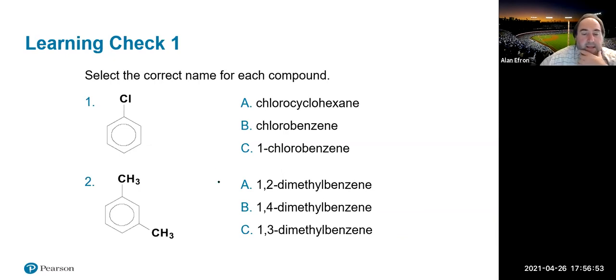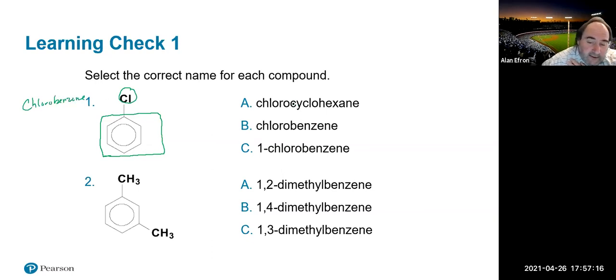All right, so let's take a look at this one here. Let's select the name for each of these compounds. Again, the first thing is here we have a benzene ring, and we have a 1 chloro group attached. So that would be basically chlorobenzene. Remember, this is not cyclohexane because there's double bonds. We don't need the number because it's the only group attached. So it would be chlorobenzene in this particular case. Any questions on that one?